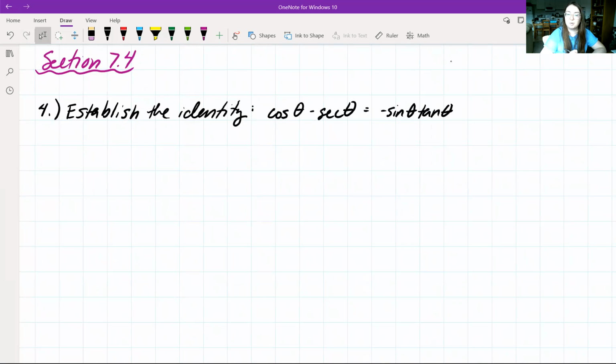All right, for our fourth problem, which is from section 7.4, we want to establish the identity cosine of theta minus secant of theta is equal to negative sine of theta times tangent of theta.